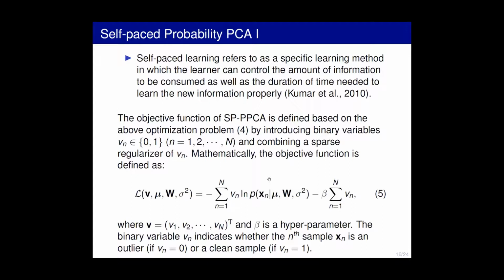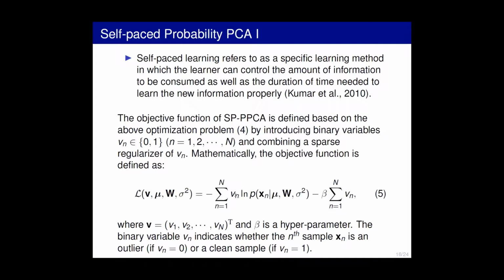Now, to handle data with outliers, we use this self-paced learning mechanism. This mechanism was proposed 10 years ago by Kumar and his co-authors. The idea is here. We introduce this binary variable Vn. Vn is 0 or 1. 1 means it's a clean sample, and 0 means it's an outlier. So we sum this log likelihood function, but we multiply by this Vn here.